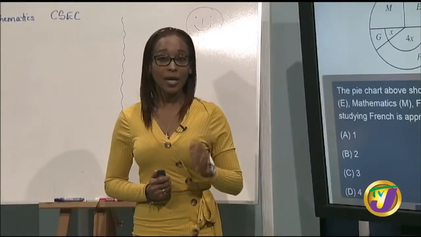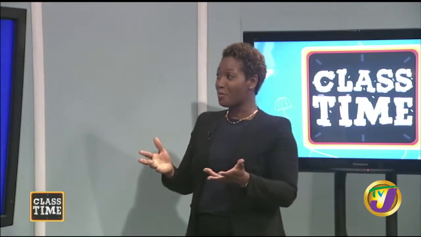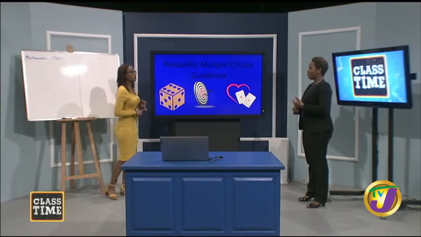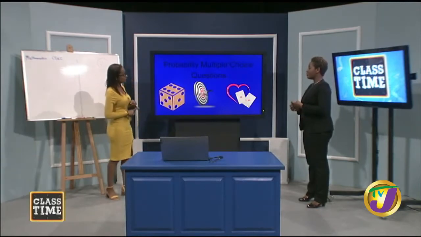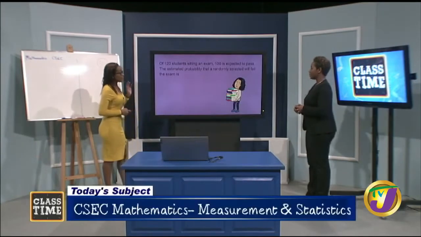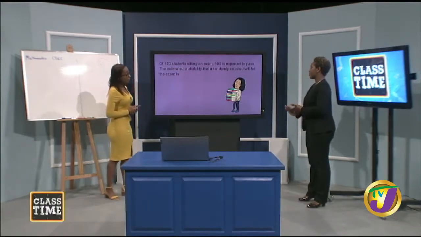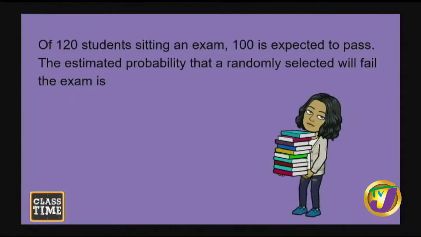All right. So we're now beginning probability. We're still looking at multiple choice questions, but we looked at measurement, we looked at statistics, and now we're looking at probability. So let's get right into it. Of 120 students sitting an exam, 100 are expected to pass. What is the estimated probability that a randomly selected student is going to fail?